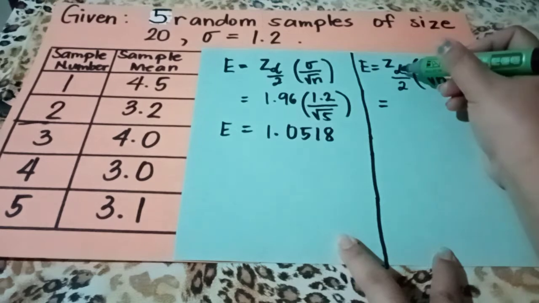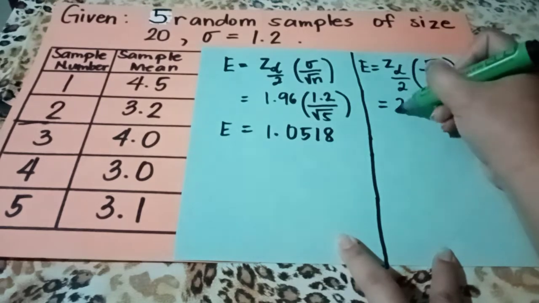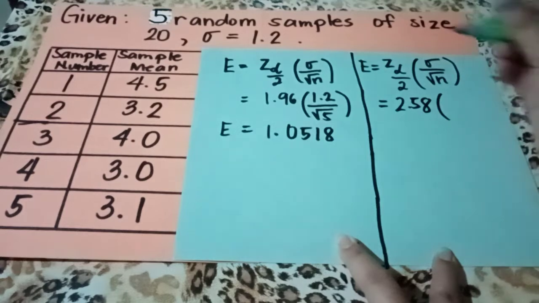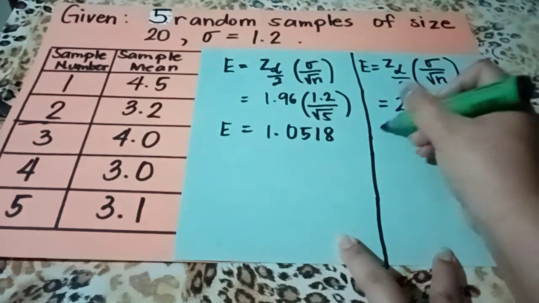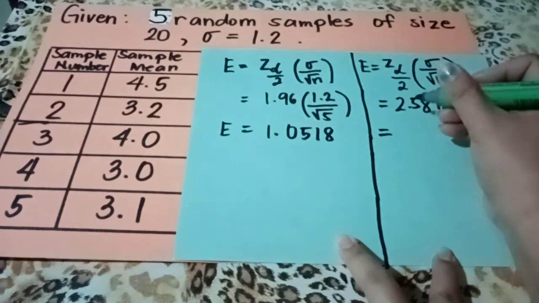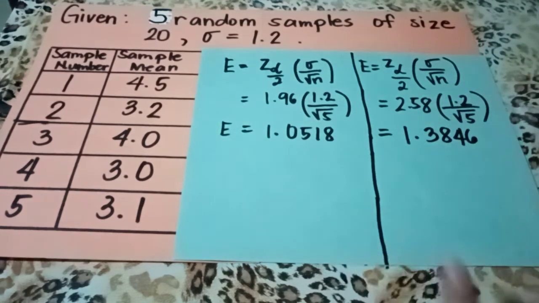So we are going to use, of course, the critical value, if we're going to use 99% confidence level, which is 2.58, to be multiplied by 1.2 all over the square root of your sample size, 5. So we have here the margin of error as 1.3846. Okay, so we are going now to use this in finding the interval.